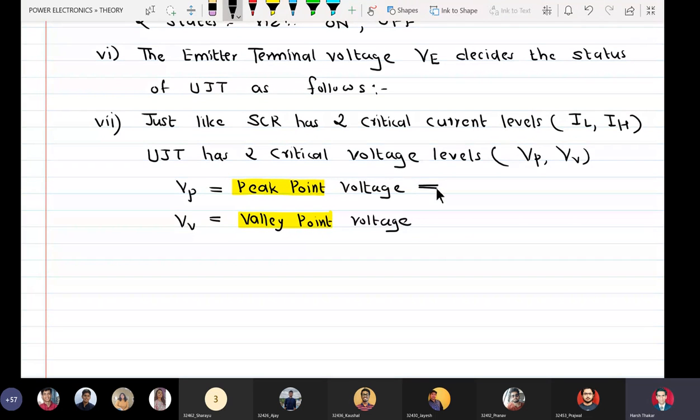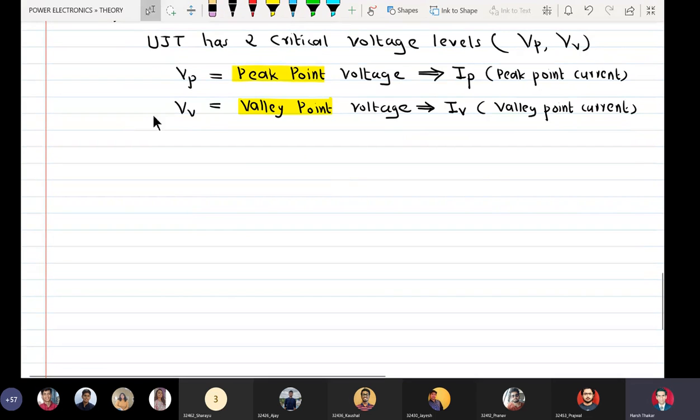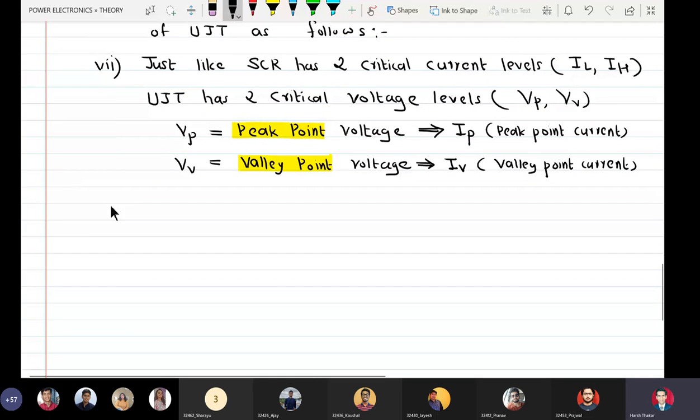And associated with this peak point voltage we have something called peak point current. Similarly, associated with the valley point voltage we have valley point current IV.